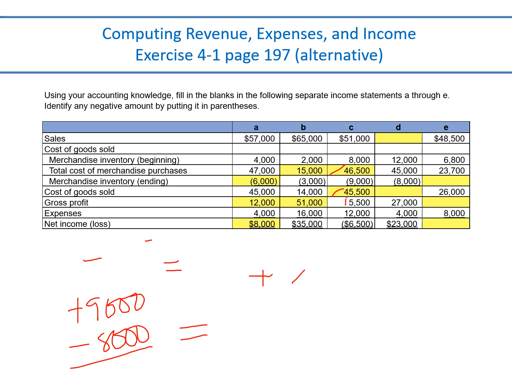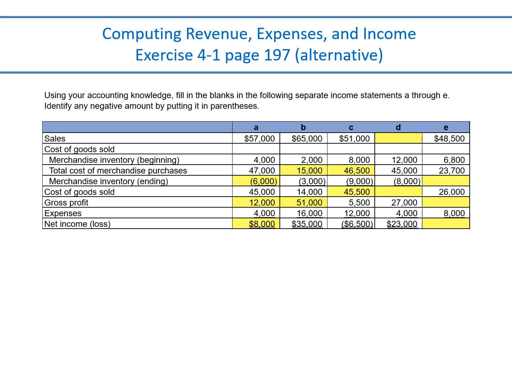Then in letter D, we don't know what sales are, but we do know what gross profit is. We do know what expenses are, and we do know what net income is. So they give us all the pieces parts of cost of goods sold. So all we got to do is add those up. So we have $12,000 plus $45,000 less $8,000 equals $49,000 cost of goods sold.